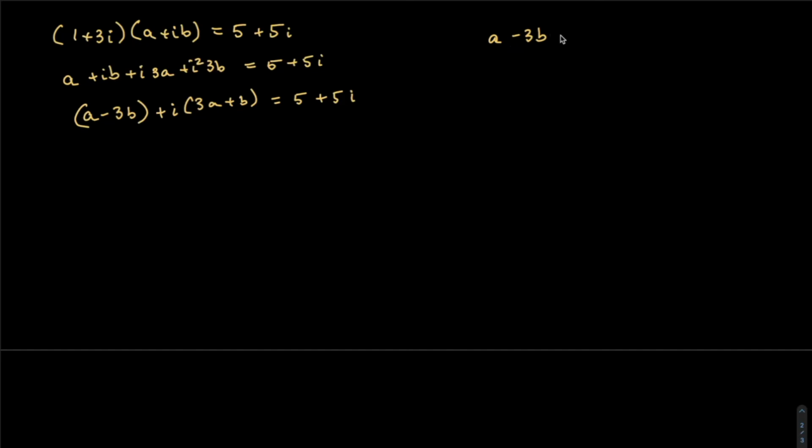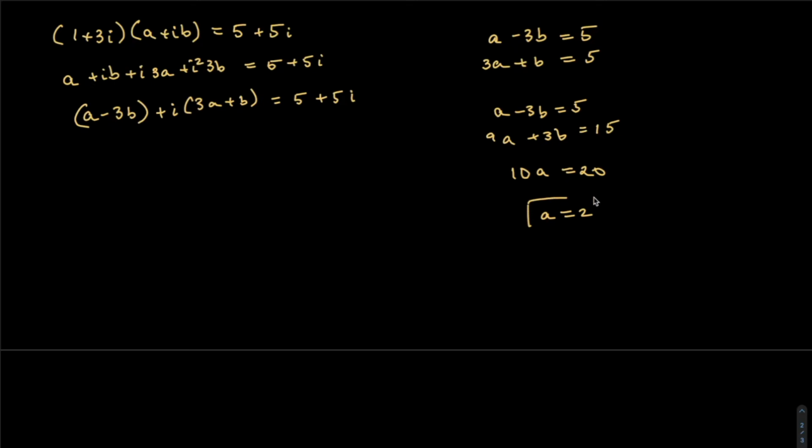A minus 3b is equal to 5, and 3a plus b is equal to 5. Now, so we have a simultaneous system, so let's go ahead and solve it. I can multiply the second equation by 3, so I'm going to have a minus 3b is equal to 5, and then 9a plus 3b is equal to 15. If I add both the equations, I have 10a is equal to 20, and a is equal to 2.